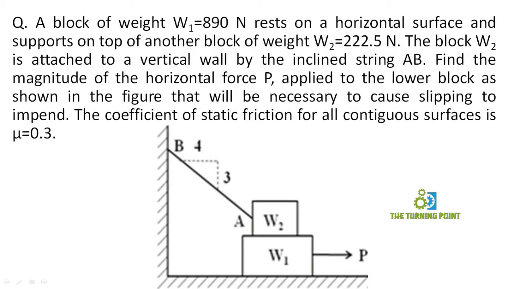Block of weight W1 is equal to 890 newtons, rests on a horizontal surface and supports on top of another block of weight 222.5 newtons, that is the second block. The second block is attached to a vertical wall by the inclined string AB. So here we need to calculate the horizontal force which is applied to the block 1 that will be necessary to cause slipping to impend. And the coefficient of friction for all contact surfaces is given as 0.3.